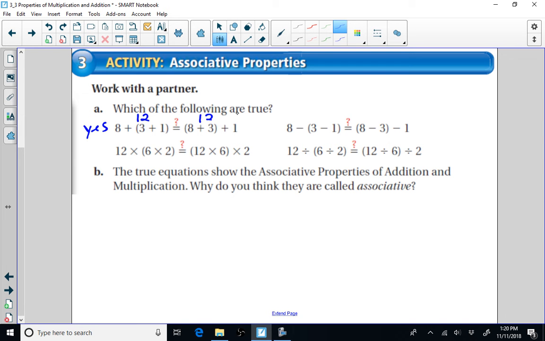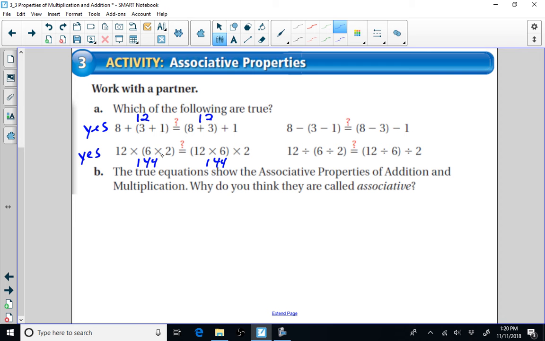See if the associative property works for multiplication. 6 times 2 is 12. We'd have to do the parentheses first. 12 times 12 is 144. 6 times 12 is 72. 72 times 2 is 144. 144 is the same as 144, so the answer to that equation would be yes. That's a true statement.